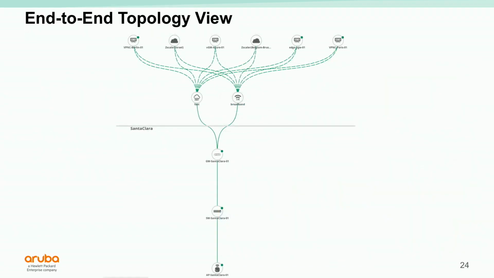And if you have a problem in your site, you could drill down to a particular site. You can visualize the full topology. Now, assuming this is all Aruba, that is your AP, switch, as well as the gateway, you can visualize the end-to-end topology. Otherwise, if you have only some of the components, you can visualize those components. So depending on what you have, you can visualize.